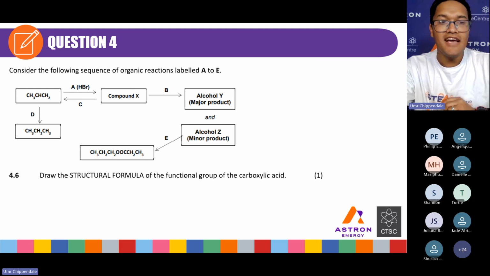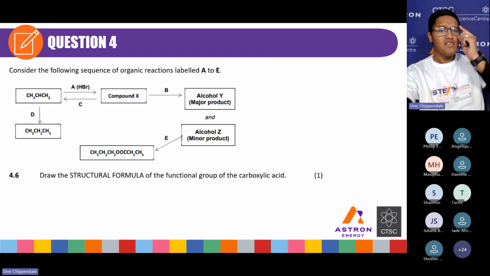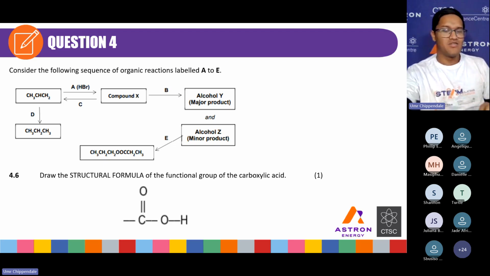4.6, draw the structural formula of the functional group of a carboxylic acid. Well, I just gave you the answer right now. As always, a C double bond O bond to an OH group. And that's where you get your 1 mark.